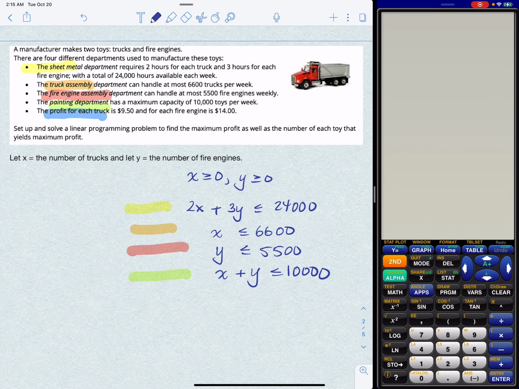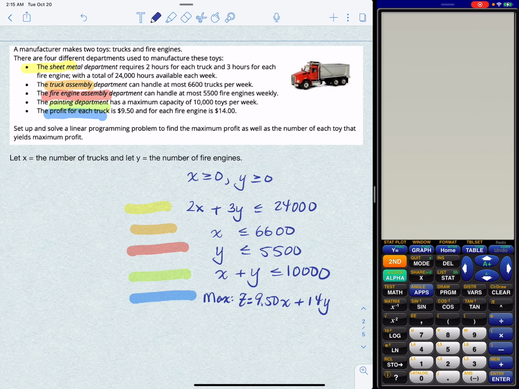And then last but certainly not least, the reason why we're here pretty much is for the profit. Now we are told that the profit is $9.50 per truck and $14 per engine. And we want to maximize this. So there's our objective function. And I'm going to call it Z just like we always do. You can call it P for profit if you want to. Z is just pretty much the standard. So we're off and running pretty much.